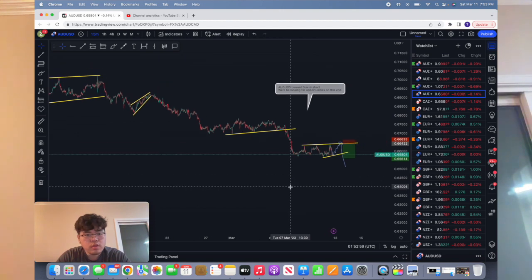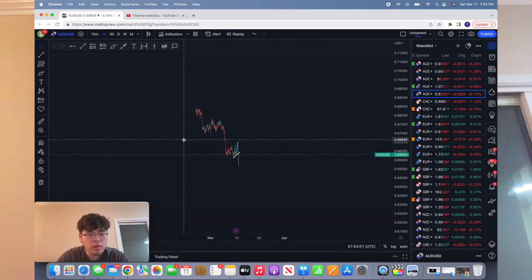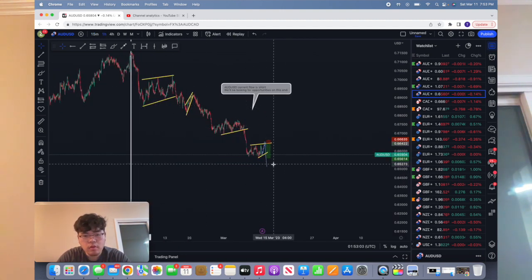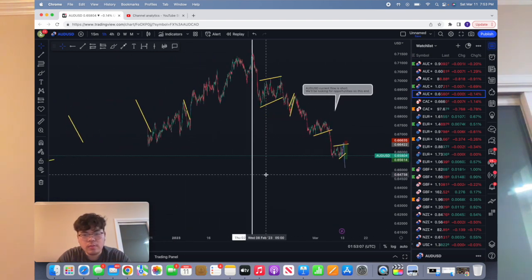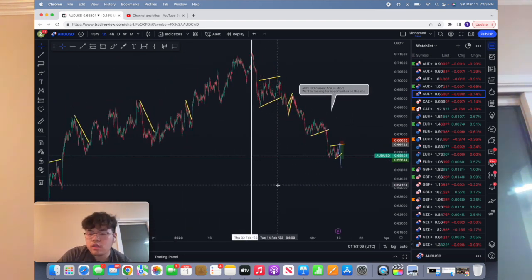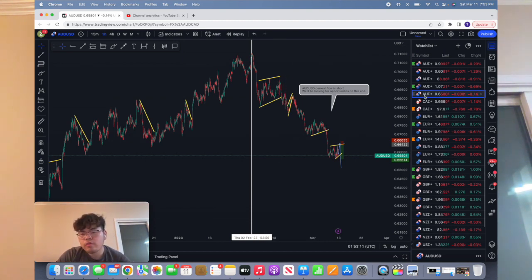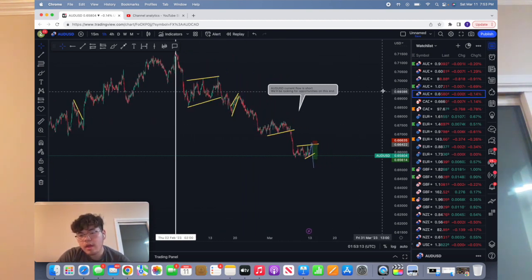But overall on the 1-hour chart, we can kind of see the flow, the direction of the market. Reading the direction is just as important, again, just as important as the entry position. So we'll keep an eye on that as well. 80 pips is a quick one.